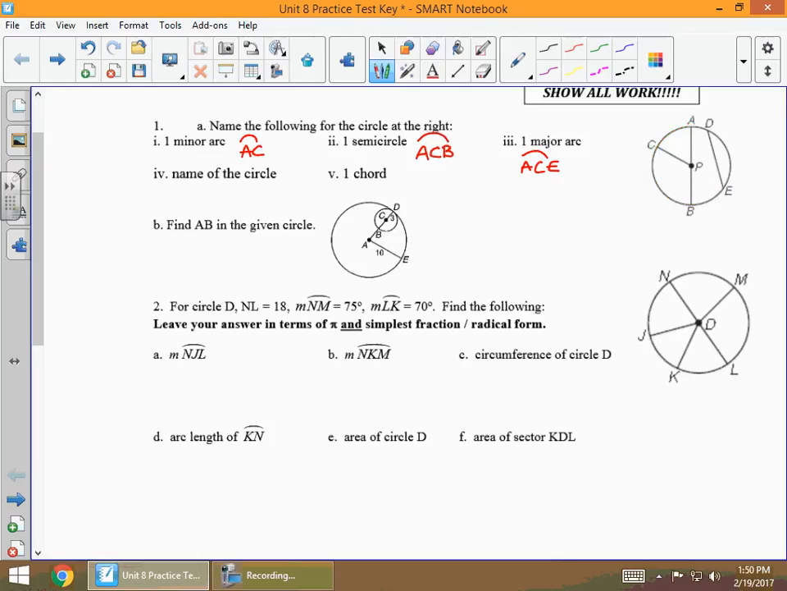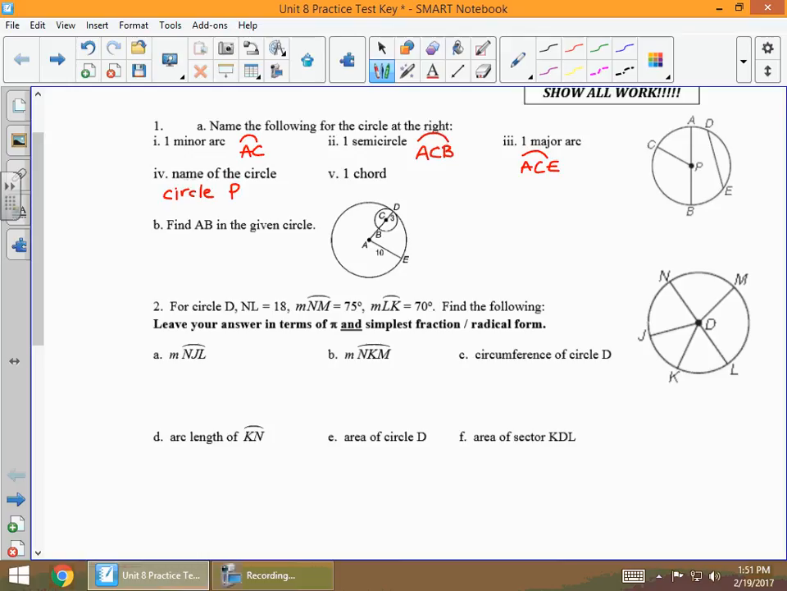All right, number 4 says the name of the circle. I write the word circle, or I put a picture of a circle. And a circle is always named by its center. So in this case, P is the center. So that is circle P.